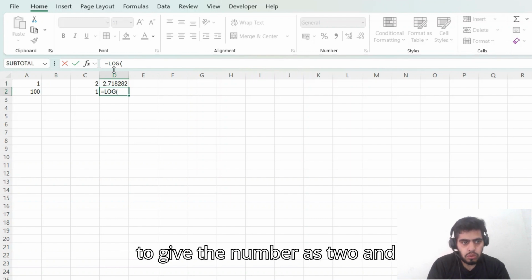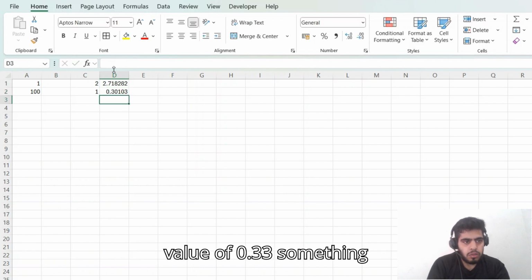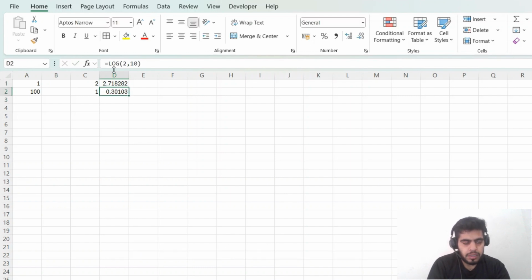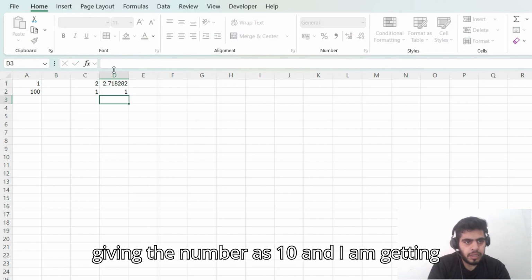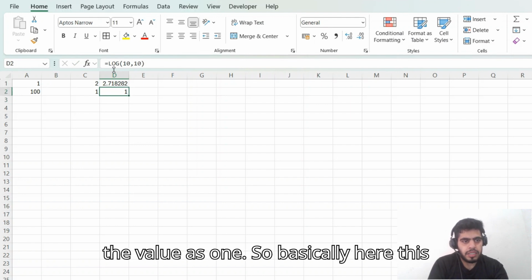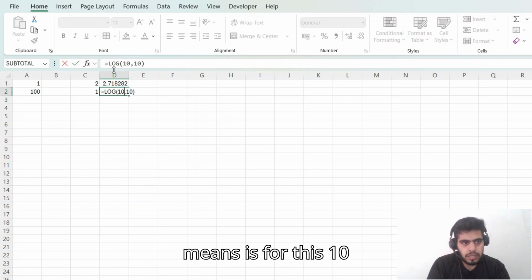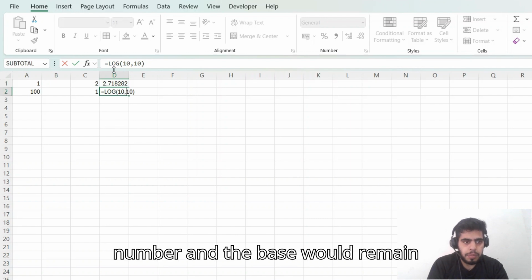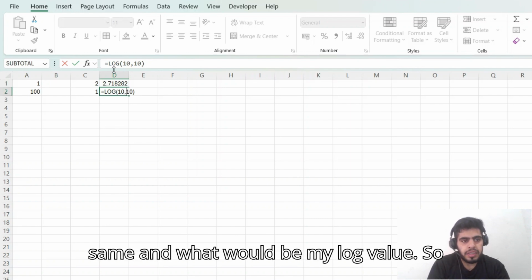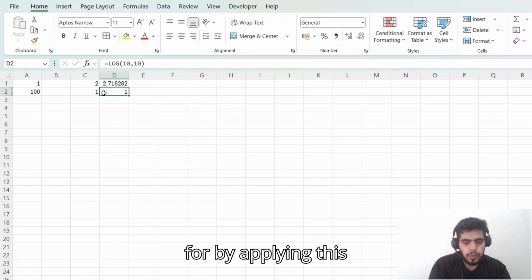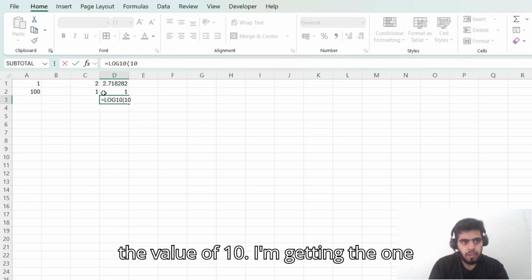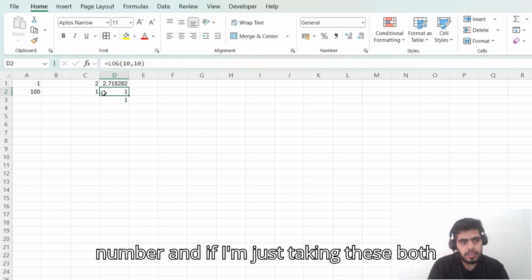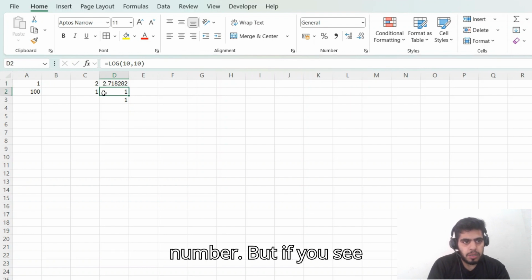Here, if I give the number as 2 and the base as 10, I get a value of 0.30 something. And if I give the number as 10 with base 10, I get the value 1. So basically this is the log of that number for the given base. By applying the LOG10 formula to 10, I get 1, and if I take both parameters in LOG, I also get the same number.